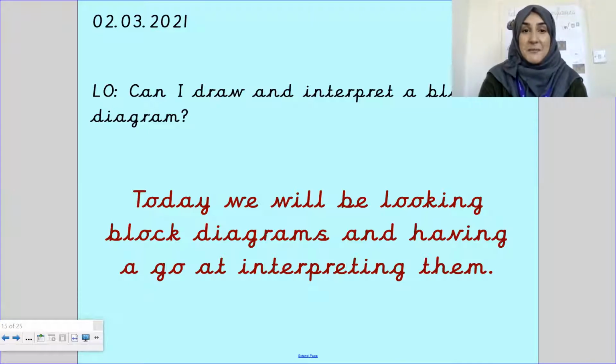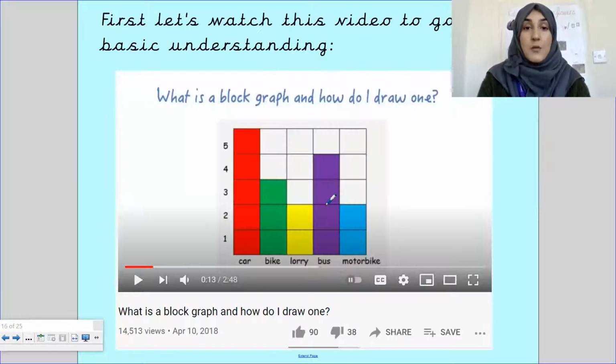Okay, today's learning objective is, can I draw and interpret a block diagram? Can I interpret and draw a block diagram? We are going to be looking at block diagrams today. Now, you might be thinking, Miss Bake, what is a block diagram? Well, this is a block diagram, as you can see in front of you. It is sometimes known as a block graph or a bar graph, but I'm just going to call it a block diagram.